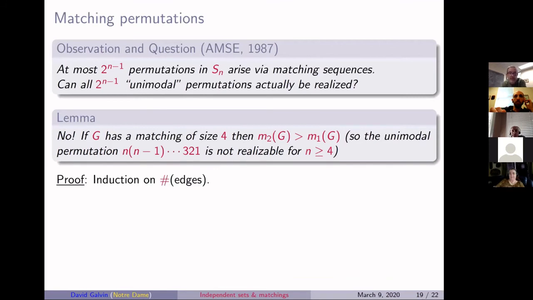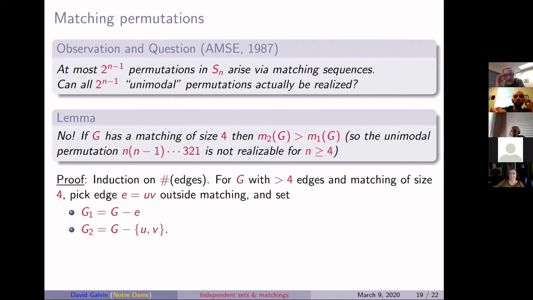And this is a very simple proof by induction on the number of edges. If you have 4 edges, then you're just looking at 4 disjoint edges. And then you can just easily count that the number of matchings of size 2 is 6, the number of matchings of size 1 is 4. If you have more than 4 edges and you have a matching of size 4, then just pick an edge which is outside the matching and consider the graph obtained by deleting that edge and the graph obtained by deleting the 2 vertices that comprise that edge.